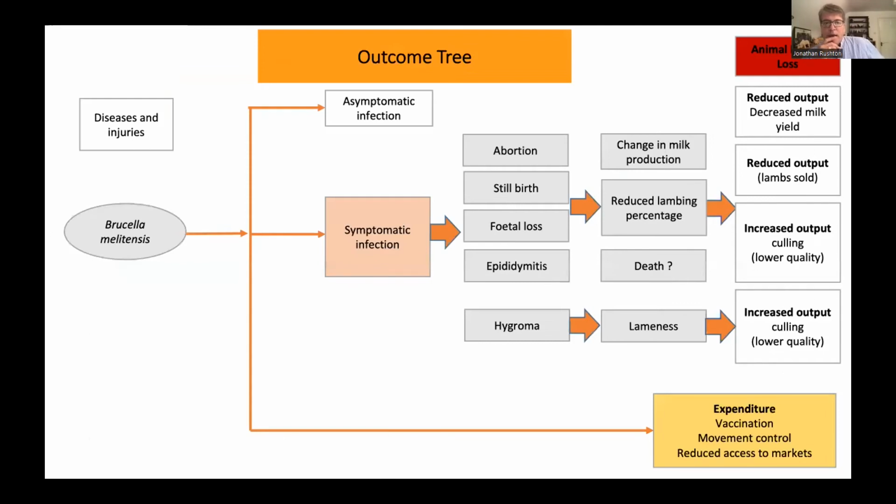And we can apply that into an outcome tree for a specific disease, where we start to think about the symptomatic infection, leading to various things that actually cause an impact and a loss in terms of production and with regards to expenditure. Now, I'm showing this as a schematic at the moment. Megan and her team have started to apply this process with data we're collecting in Ethiopia, using expert elicitation.